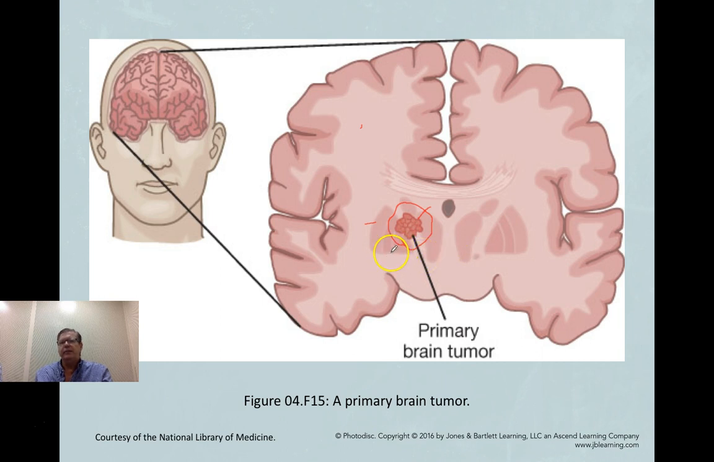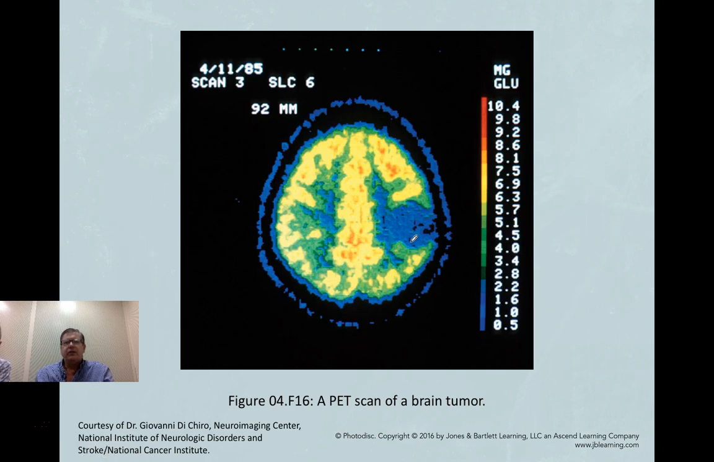So the point about the brain tumor is that it represents an abnormal proliferation of cells, any one of the cell types that we have illustrated so far. But to be able to remedy the brain tumor, we need to know what type of cell is causing the tumor so that proper medication can be administered. Here's a scan of a brain tumor, and it illustrates the use of PET technology, positron emission technology.